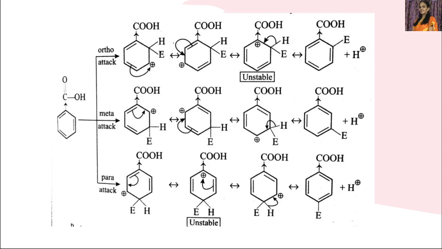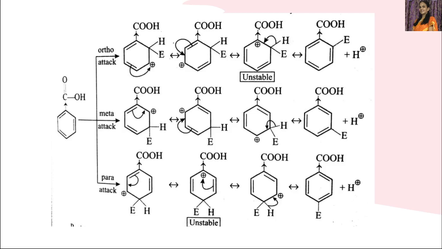In all these structures, the positive charge is present on different carbons except the first carbon, where the COOH group is directly attached. So such a structure we did not get in this meta attack. Therefore, this is the stable form, and this is the more favorable position for the incoming electrophile to attack. So finally, this sigma complex loses a proton to form the meta disubstituted product. Now let's consider the para attack.